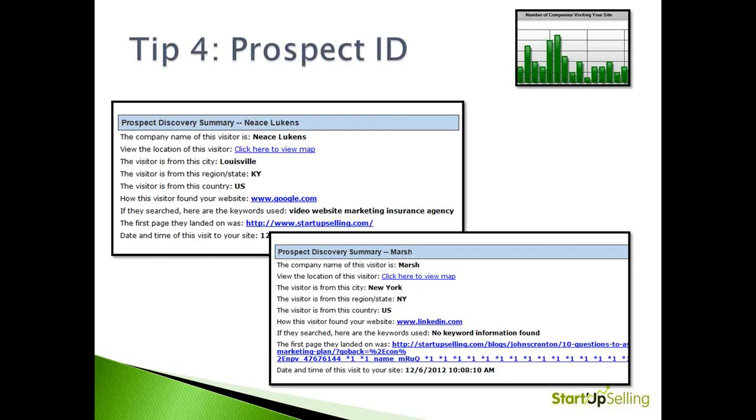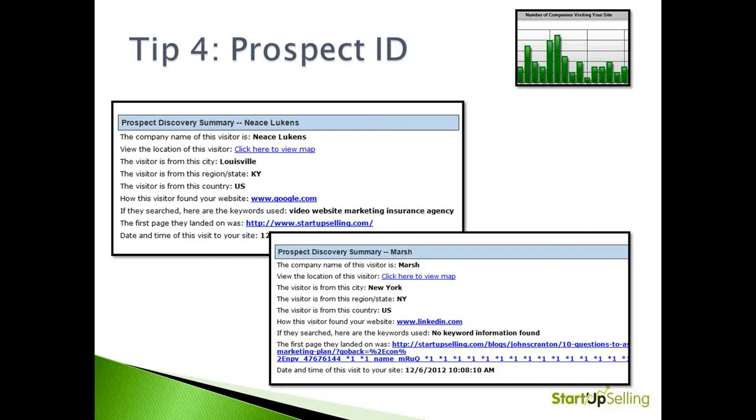So very detailed information. If I had been working with someone, per se, at Marsh on their prospect account, I would now know, oh great, we've connected on LinkedIn, they clicked through to my blog. I should reach out to them and see if it was of interest to them, see what I can do to help them.